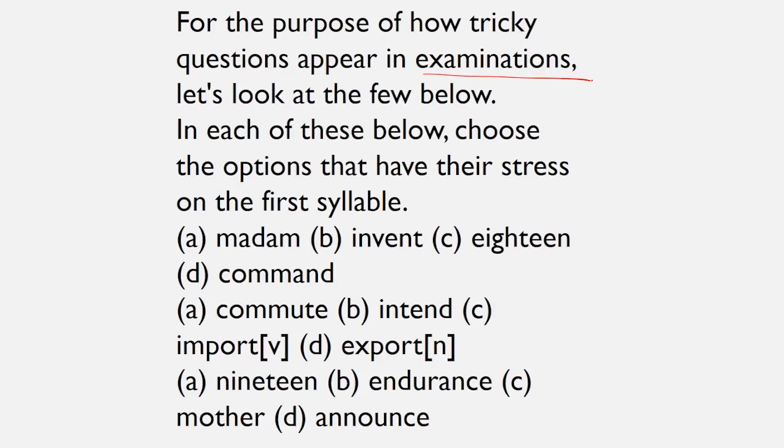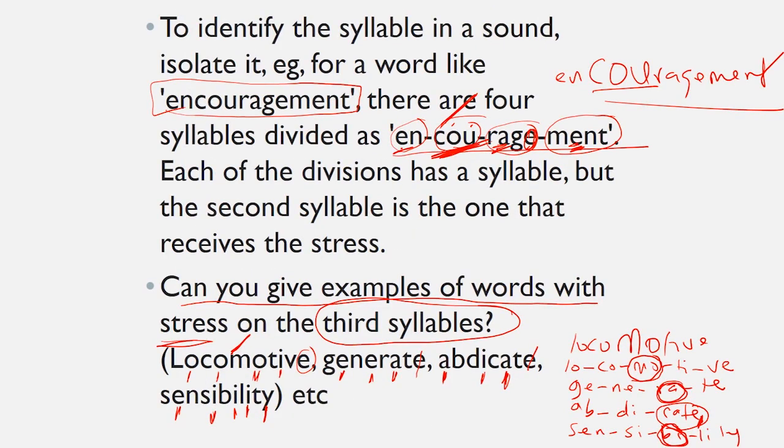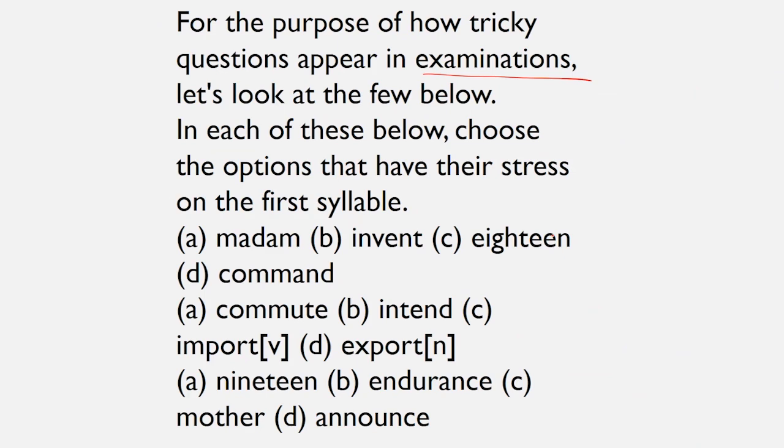It says, in each of these below, choose the options that have their stress on the first syllable. This time around, on the first syllable of the word. Before now, we saw it on the third syllable. Now, we're looking at questions on the first syllable, and on the fourth syllable. That means the way we pronounce each of these words below will determine whether the stress is well placed or not. First syllable, fourth syllable.